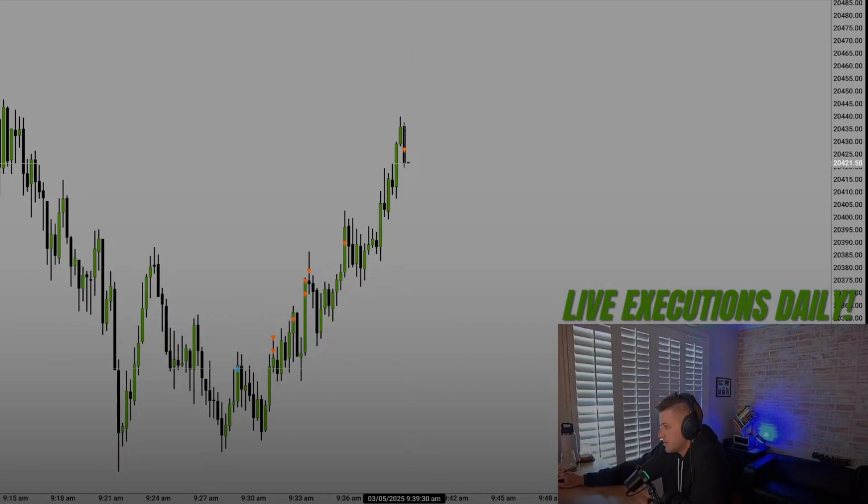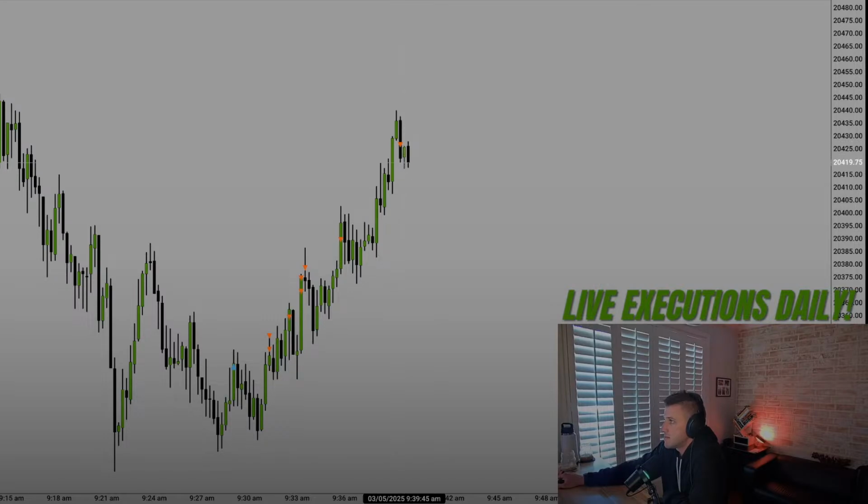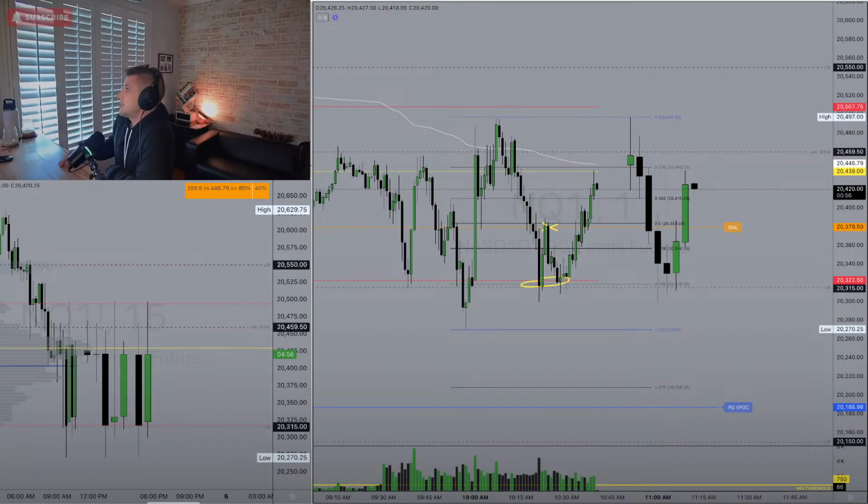340 entry, not the best entry. Almost got stopped. End up holding it for about 90 points. It's not bad. So about 150 or so on the sesh between two trades. We'll take it. We'll take that.